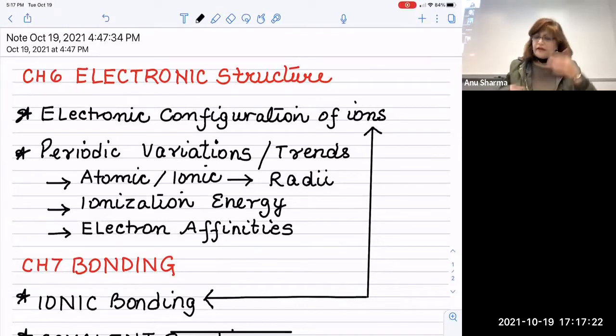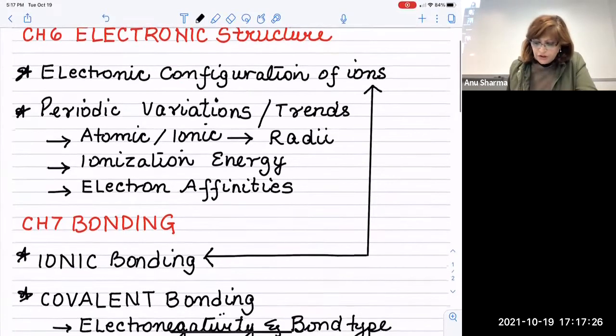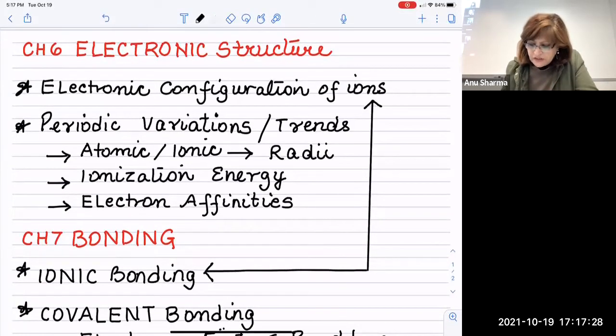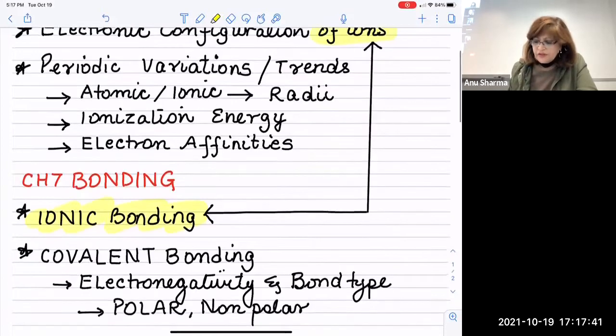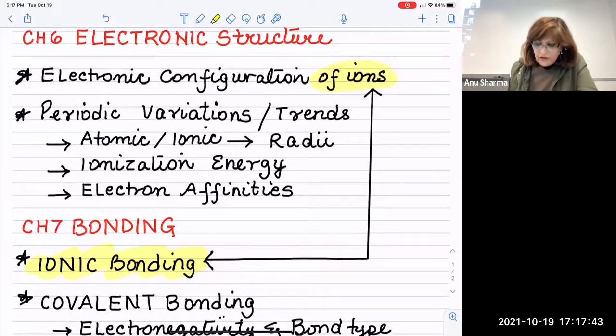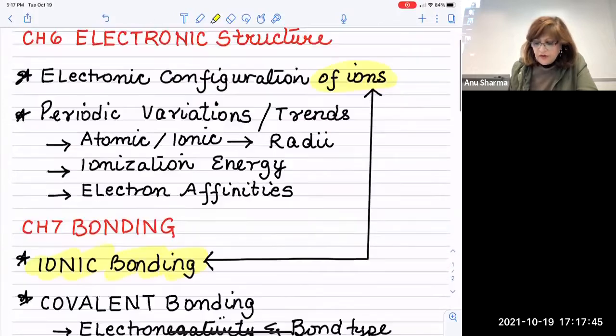Okay, so we are recording now, and we will continue with the electronic structure, and we will discuss the electronic configuration of ions. I did cover it last time, but we'll do more. So electronic configuration of ions, and then that actually relates to ionic bonding. So there's a connection between these two. Then we will look at the trends in the periodic table.